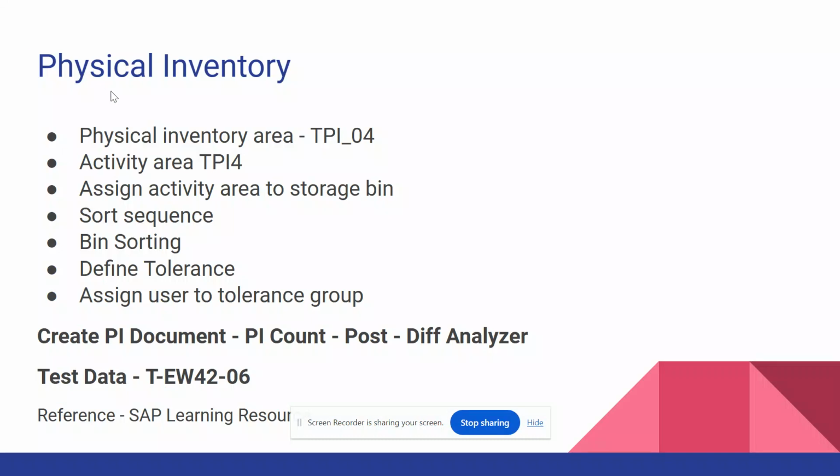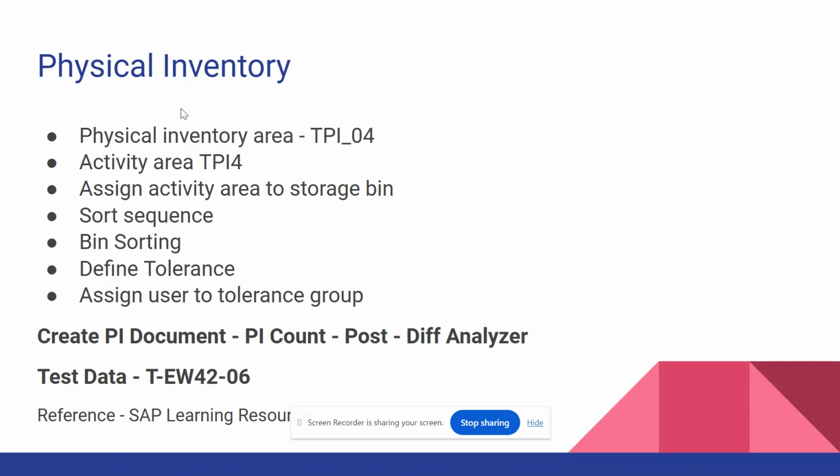For the customization settings we need to define first the physical inventory area. In our case we will define TPI_04, then the activity area, then we need to assign the activity area to the storage bin, then we have to define the sort sequence and perform bin sorting. As we are performing physical inventory we also need to define the tolerance, and we have to assign the user to a specific tolerance group to perform the transaction.